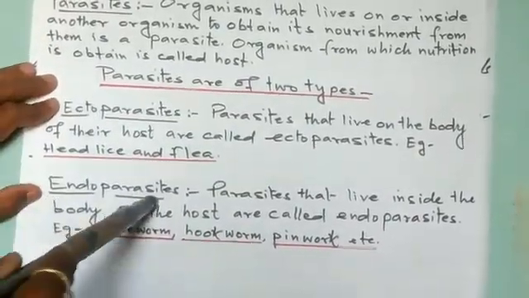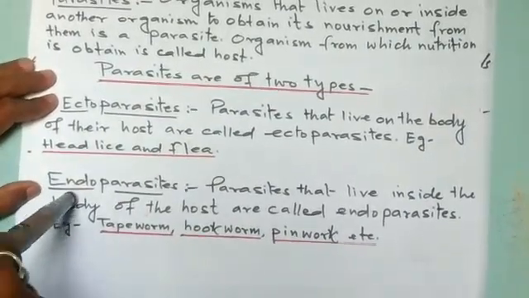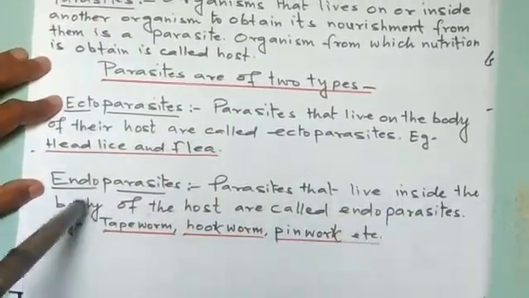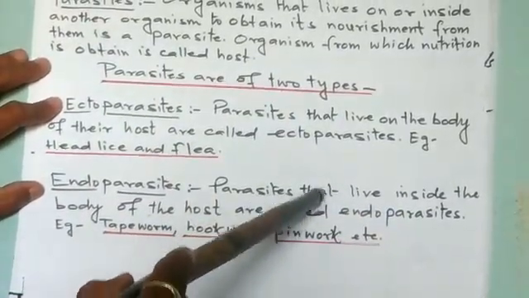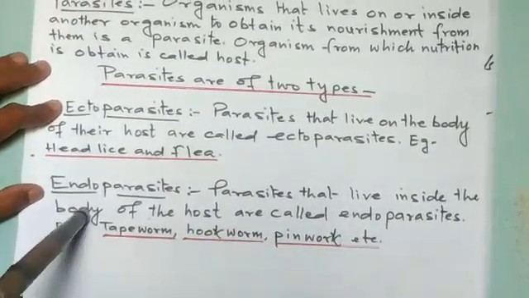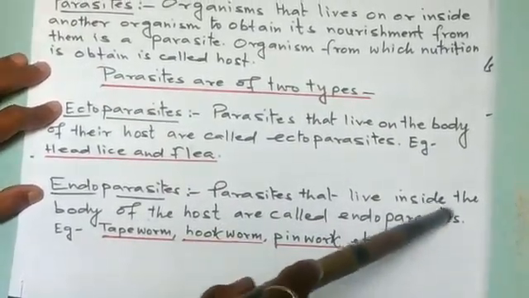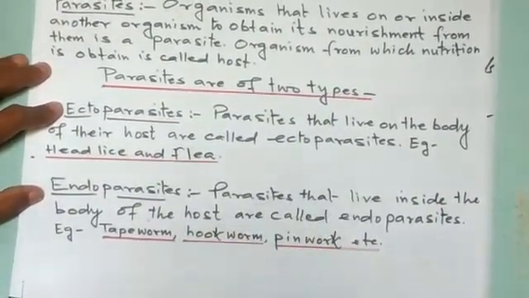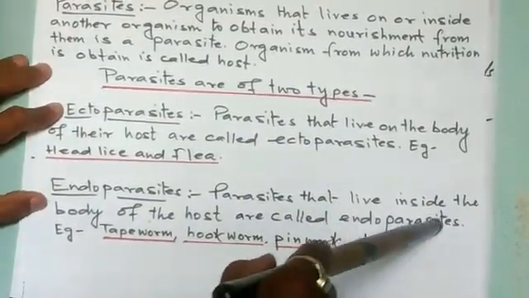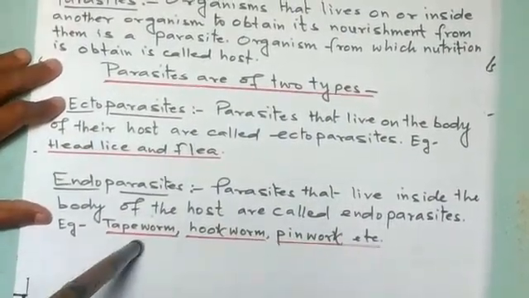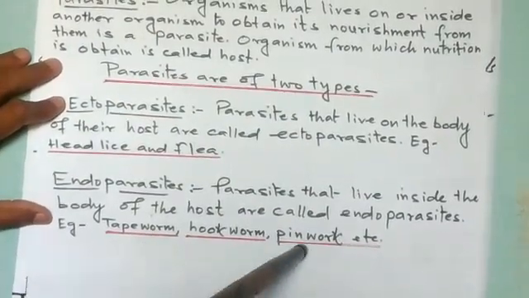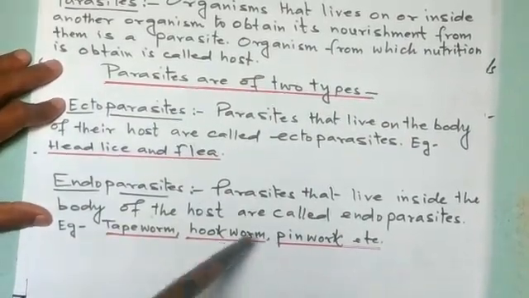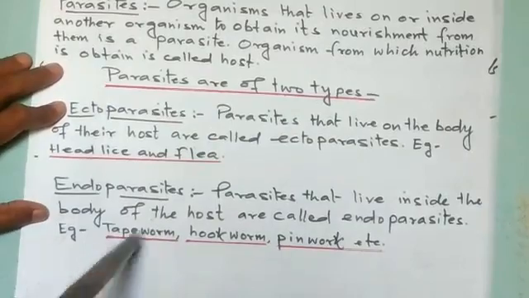Next comes endoparasites. From the word endo, we can understand inside. Parasites that live inside the body of the host are called endoparasites. Examples: tapeworm, hookworm, pinworm, etc.